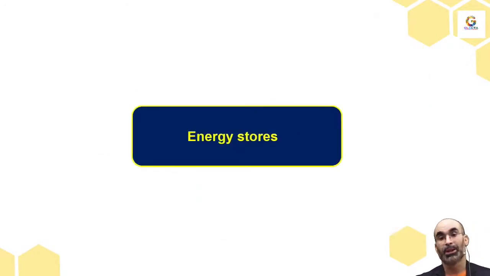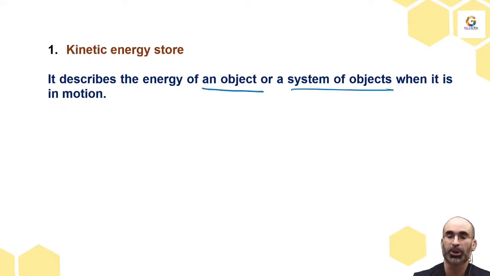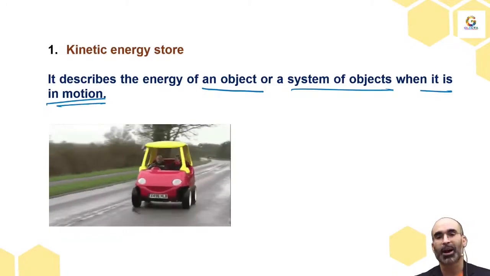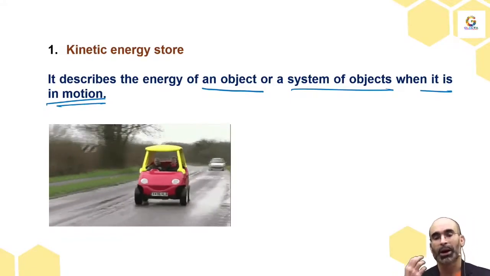Now, let us talk about different energy stores. So first is kinetic energy. It describes the energy of an object, or a system of objects, when it is in motion. Like here you see this car is moving, the car has got some sort of kinetic energy store in it.